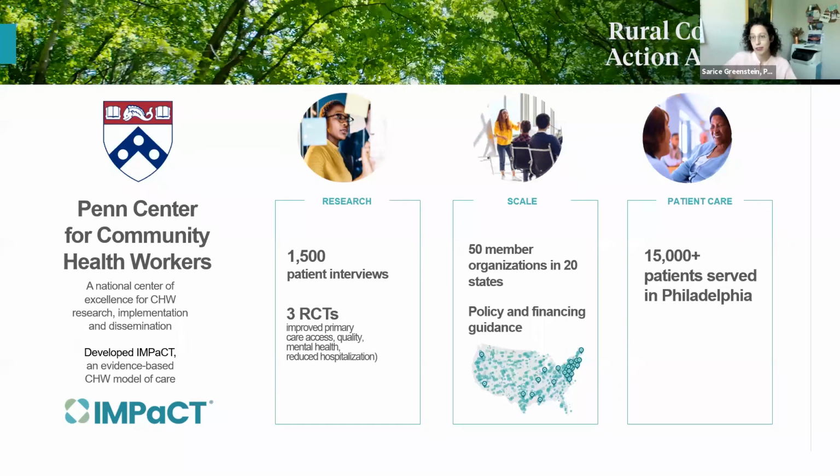So we have a partnership at Penn Medicine. We have over 30 community health workers. We've served over 15,000 patients in Philadelphia. And over the last couple of years, we've started to work around the country with all kinds of partners in urban and rural areas, at different types of organizations in healthcare and nonprofit. We have 50 member organizations across 20 states.